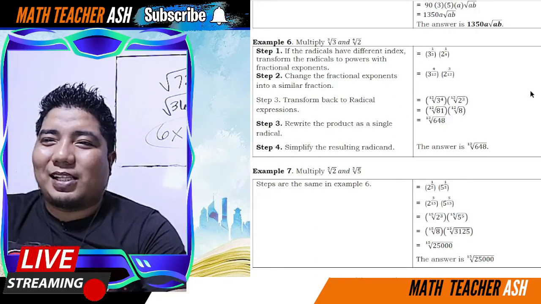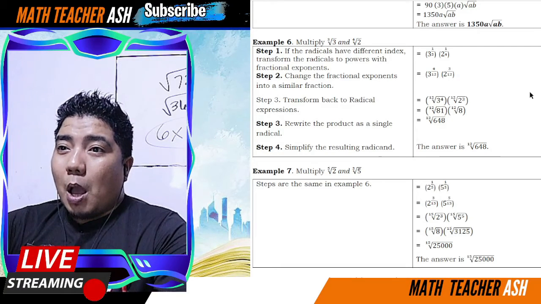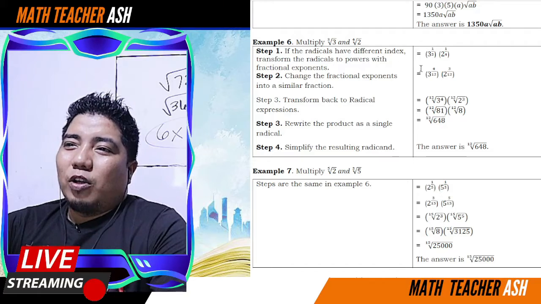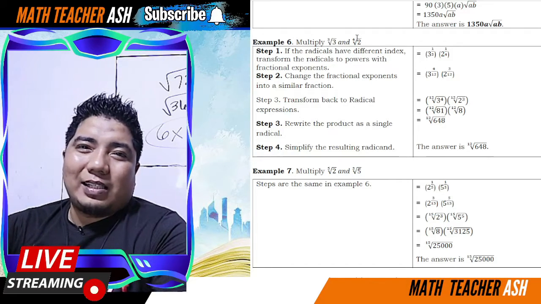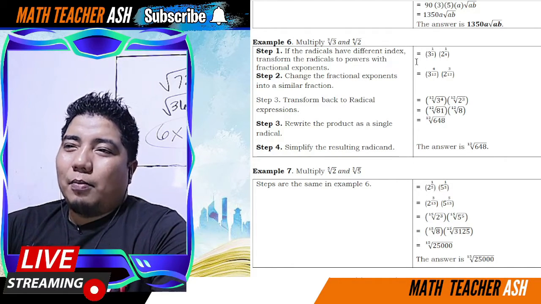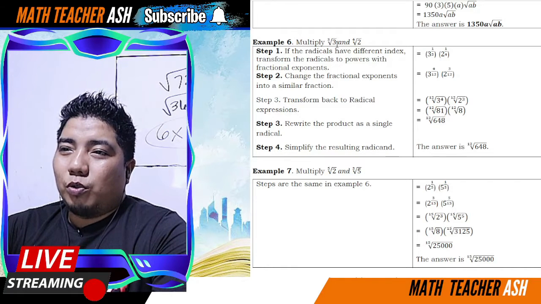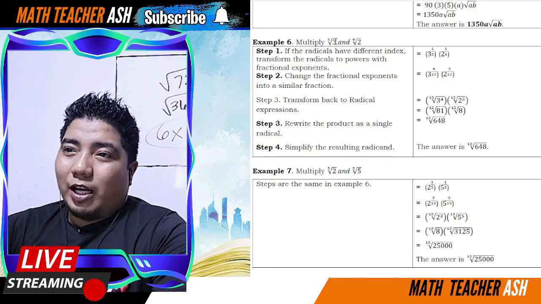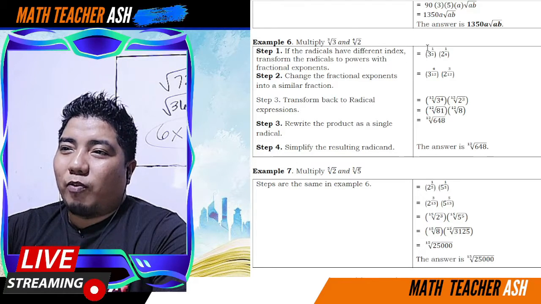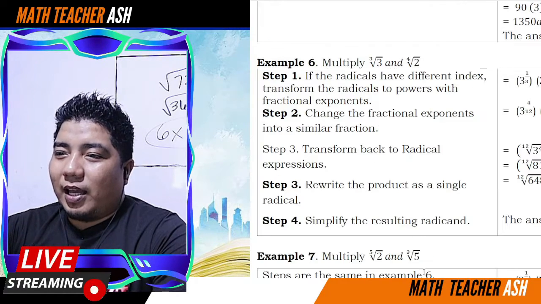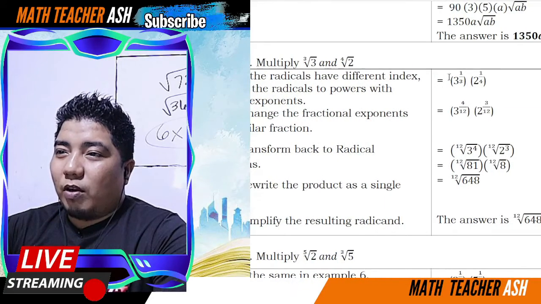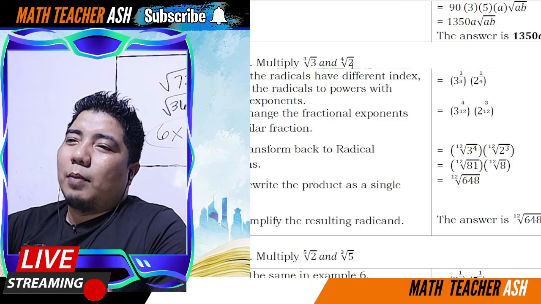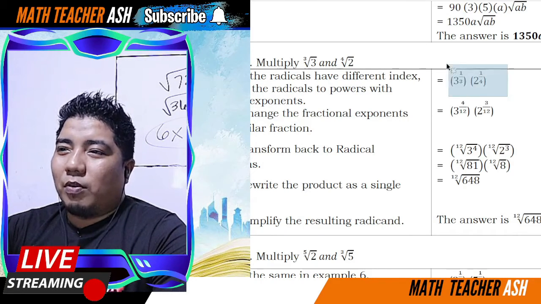Okay, example number 6, my dear math learners. Multiply cube root of 3 times the fourth root of 2. Here, they no longer have the same index. So, what will you do here? You need to change these into rational expressions. So, that will become 3 to the power of 1/3. Okay, let's enlarge it. Yan. Okay, 3 to the power of 1/3. For this one, change it into a rational expression. This will become 2 to the power of 1/4. Okay, so now you have this.